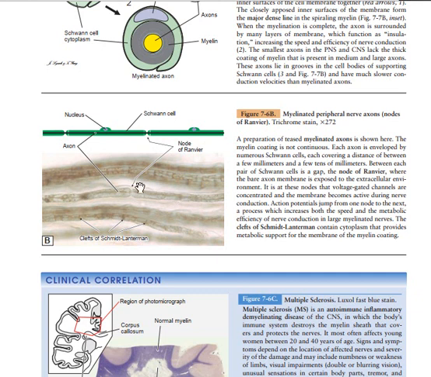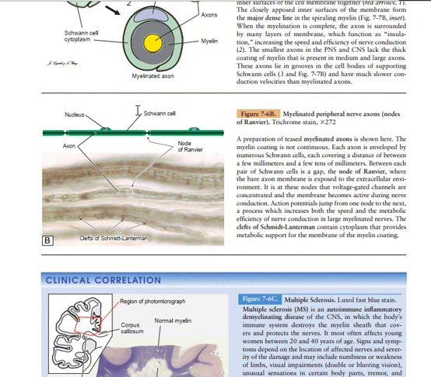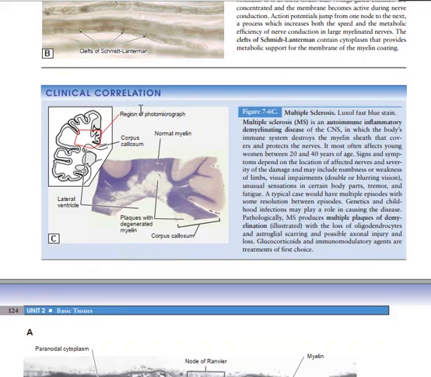You have the axon, you have the node of Ranvier, you have the clefts of Schmidt-Lanterman, and the clefts of Schmidt-Lanterman are actually protrusions that contain cytoplasm. That cytoplasm provides metabolic support for the membrane of the myelin coating. So just like this, you see this membrane coating turning like that. That is the clefts of Schmidt-Lanterman.